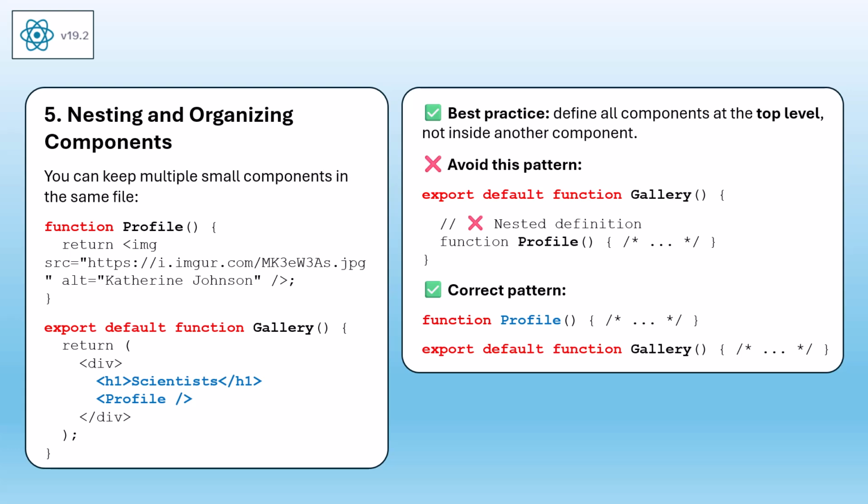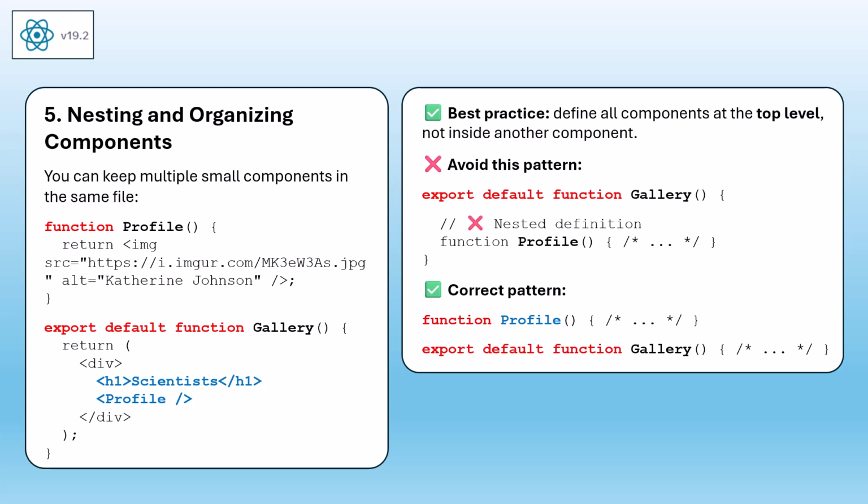5. Nesting and organizing components. It's common to organize several components within the same file, for example, defining both a small reusable component and a larger one that uses it. However, it's very important to follow best practices. Always define your components at the top level of your file, not inside another component's body.